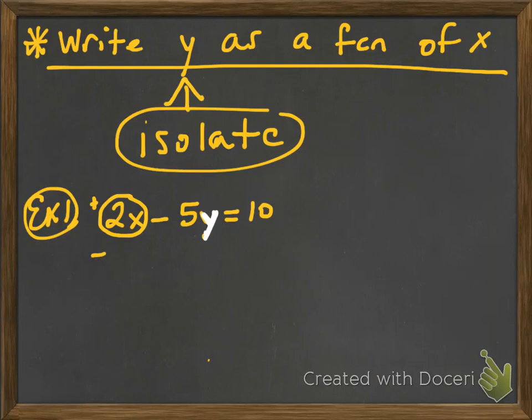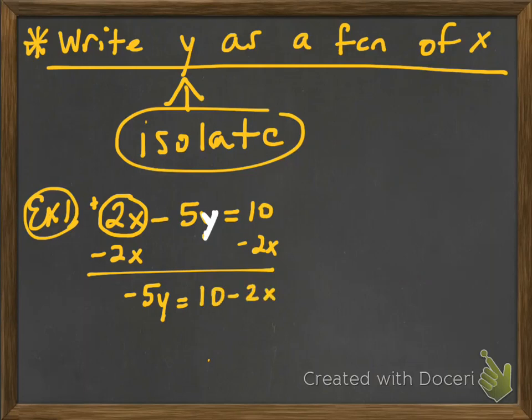You said subtract 2x. Subtract 2x from both sides. All right, now let me ask you a question. So we keep the -5y, and on the other side I have 10 minus 2x. Now divide both sides by -5. You have -5y, just -5, right? Yeah. So that's the answer?